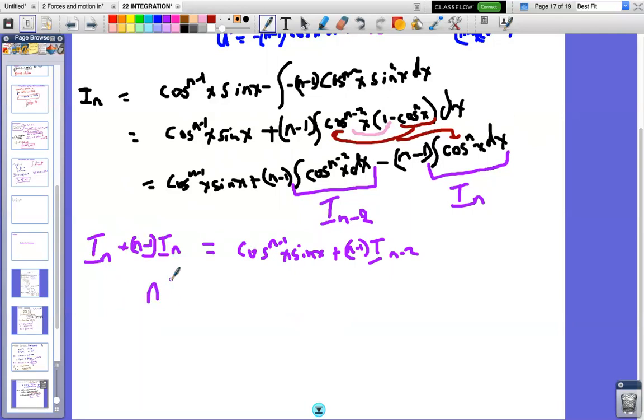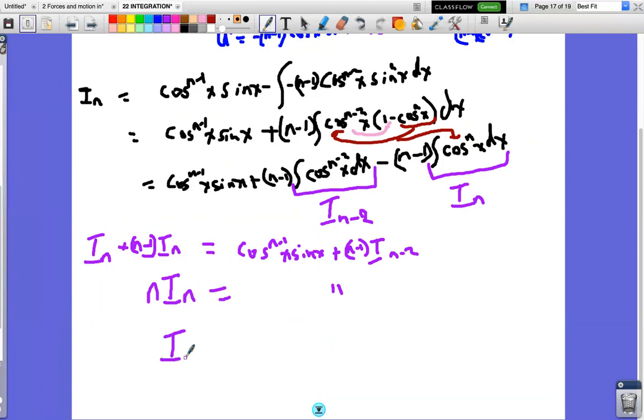So this is the same as NIN. Should be that. So your IN should be cos raised to the power n minus 1 x sine x plus n minus 1 IN minus 2. You can divide this by n here and divide this also by n. So IN is cos raised to the power n minus 1 x sine x over n plus n minus 1 over n IN minus 2.